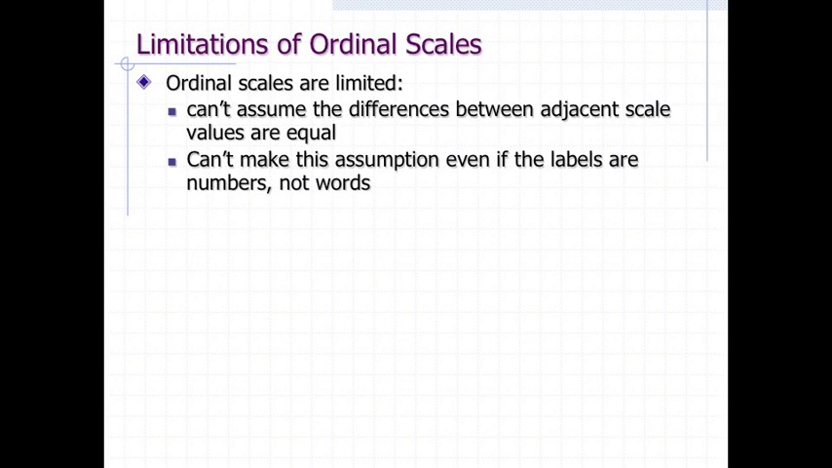Statisticians express this point by saying that the differences between two adjacent scale values do not necessarily represent equal intervals on the underlying scale giving rise to the measurements. In our case, the underlying scale is the true feeling of satisfaction which we are trying to measure.